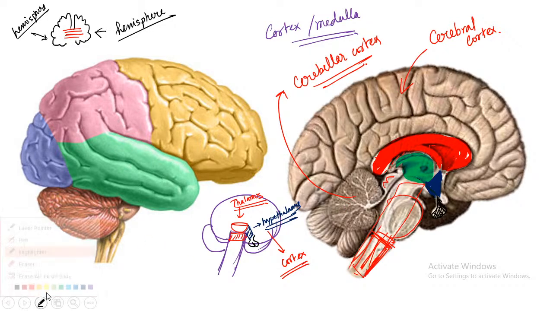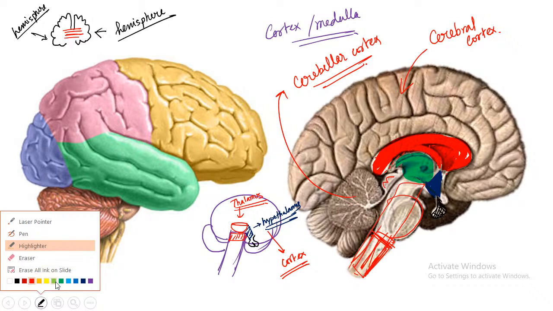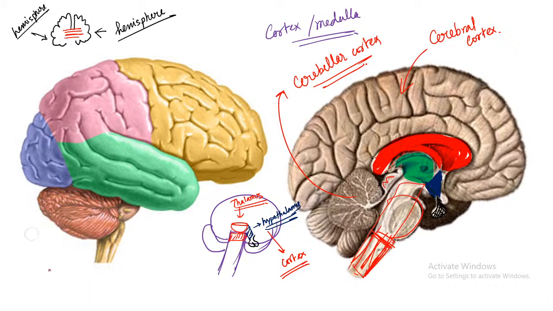This bridge is known as corpus callosum. Corpus callosum. So corpus callosum is a connecting structure which joins the two parts of the brain.